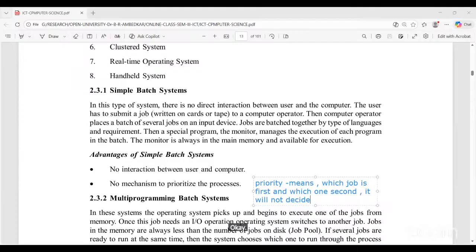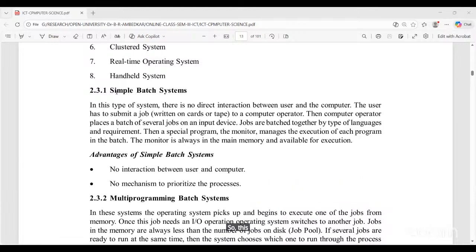Generally priority means whoever comes first, they are executed first. But it is not like that here. There is no mechanism like that. Whoever comes at any time can process the job. So you came first, but you will not get first. You may get second, third, or fourth anytime. Priority mechanism is not there in batch operating system.